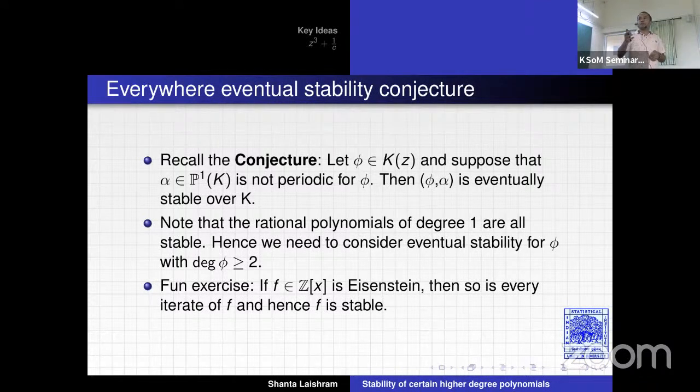Here I want to tell you that rational functions of degree 1, like the linear polynomials, are all stable, because any number of iterations is still going to be stable. So when we consider the eventual stability of phi, we have to consider maps of degree at least 2. And it's a kind of fun exercise that if you start with a polynomial which is Eisenstein, then every iterate of f is Eisenstein, and hence f remains stable.